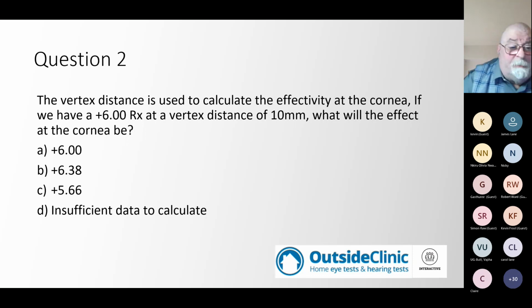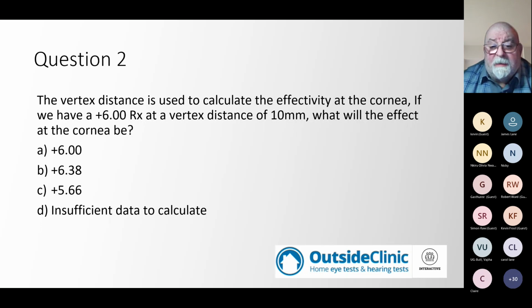It's not going to be a +6 because that's the spectacles. So it's either going to be a +6.38 or a +5.66. And in fact, for a positive lens, the corneal prescription or the contact lens power will always be more positive than the spectacle. So it's going to be +6.38.